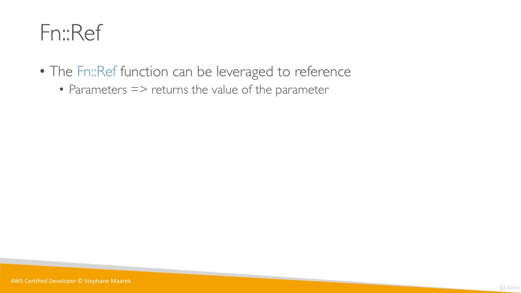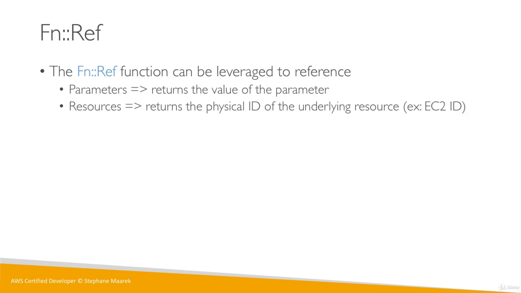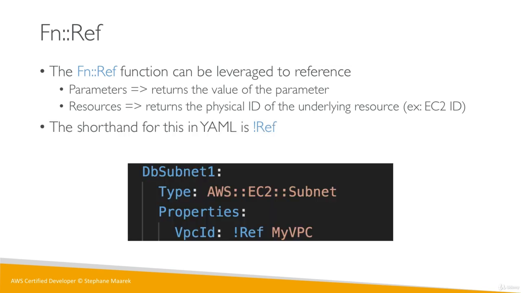The Ref function is to me the most important. It used to be referencing parameters, and in case you reference a parameter, it will return the value of that parameter. So we've seen this in practice when you had the security group description. And resources, so if you reference another resource in your CloudFormation template, it will return the physical ID of the underlying resource. So for example, if we reference an EC2 instance, we will get the EC2 instance ID. Now the shorthand for this is going to be !Ref, and this is what it looks like.